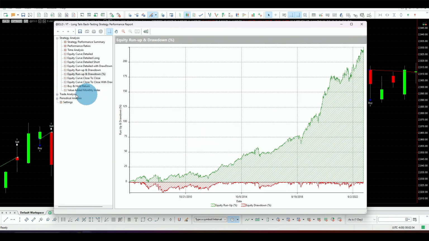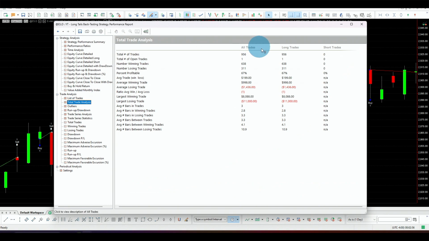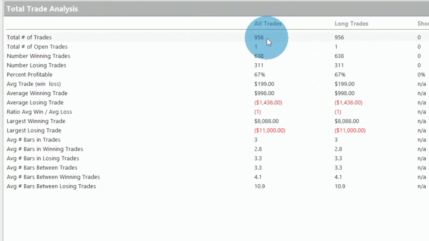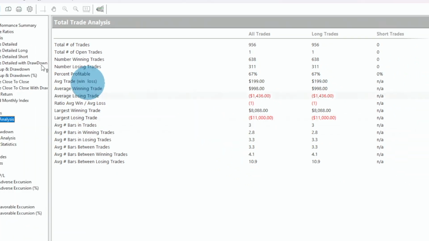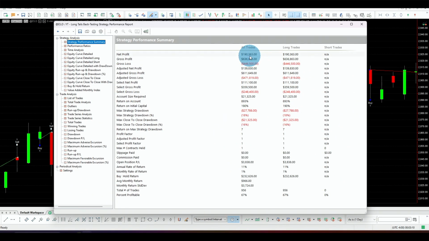And this is the strategy. Let's see. So we have almost 1,000 trades. That is a lot of trades. On average, we're making $200. On average, we are sitting 3 bars in a trade. Strategy making 190, 27,000 drawdown. So we're making 7 to 1.